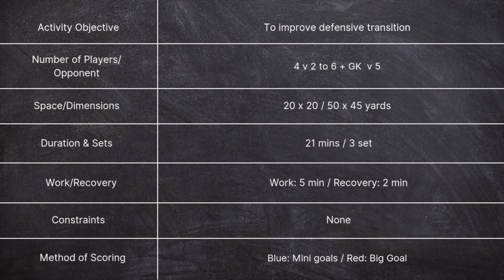Number of players: 4v2 to 6v5 plus goalkeeper. Space and dimensions: 20 by 20 yards to 50 by 45 yards. Duration and sets: 21 minutes split into 3 sets. Work and recovery: 5 minutes of work followed by 2 minutes recovery. Constraints: none. Method of scoring: blue team mini goals, red team big goal. Now that the setup is clear, let's move into Activity 2.